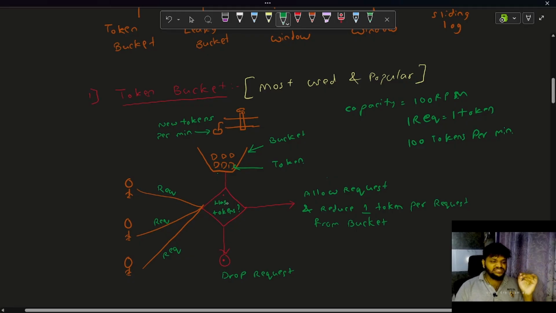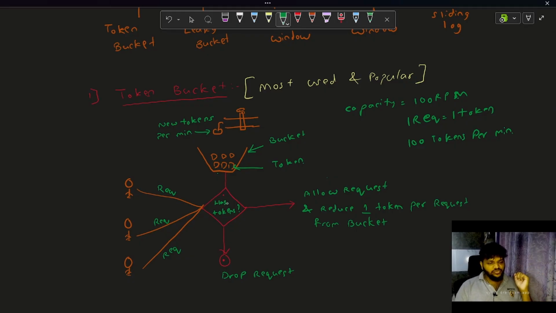Now let's say a user is sending a request. Here your rate limiting algorithm sits, and it checks whether any token is available in this bucket. If it is available, consume the request, allow the request, and deduct one token from the bucket. Initially it was 100, I got one request, a token was available, I allowed that request, and I deducted from 100 to 99 tokens. So and so forth it happens until all the tokens are consumed.